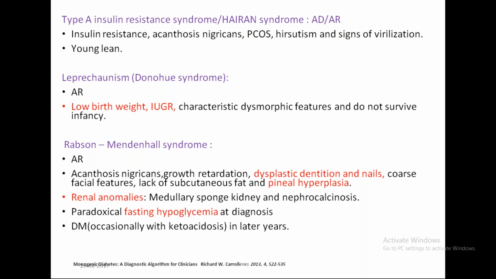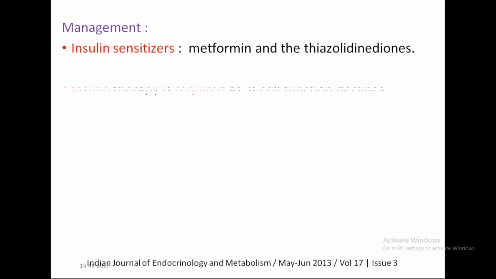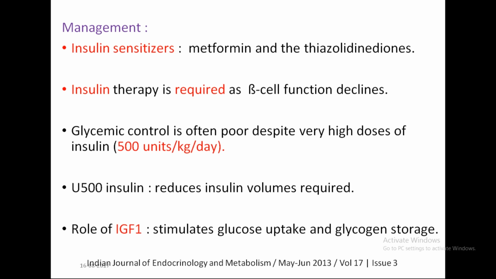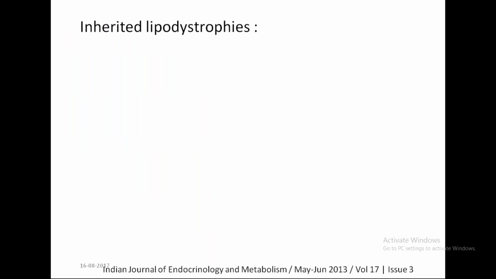Coming to type A insulin resistance syndrome, it can be autosomal dominant or recessive, with insulin resistance, acanthosis nigricans, PCOS, hirsutism, signs of virilization, and the patient can be young and lean. Management is metformin and thiazolidinediones, with insulin therapy as per beta cell function. Glycemic control is often poor despite very high doses of insulin. U500 insulin reduces the insulin volume required, and IGF-1 stimulates glucose uptake and glycogen storage.